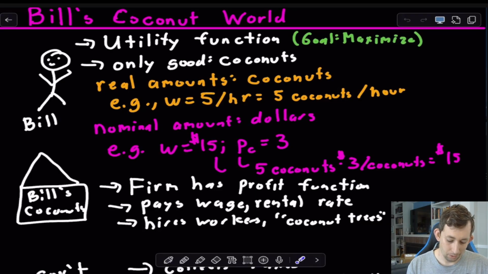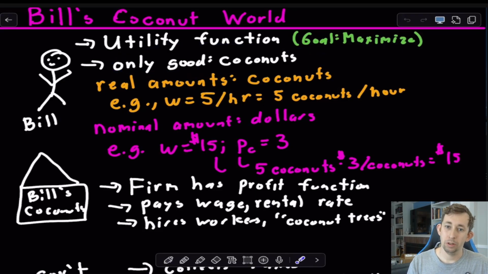What I like to do when I talk about macro models is think about coconuts. So I'm going to talk about Bill, who's my favorite character in these videos, and Bill's coconut world. We can have as many people as we want, and they're all going to be exactly like Bill. Bill is going to have a utility function, and his goal is to maximize that utility function. The only good that we're going to start off with in this economy is coconuts.